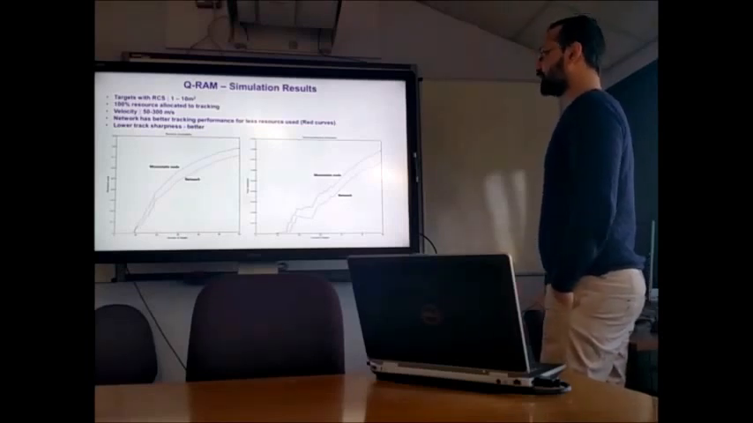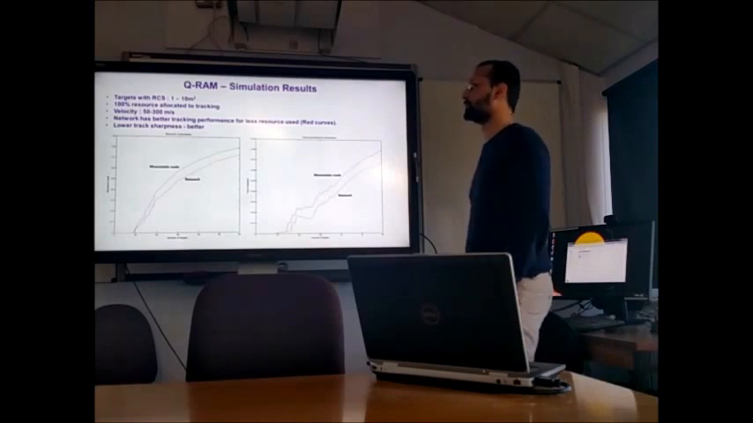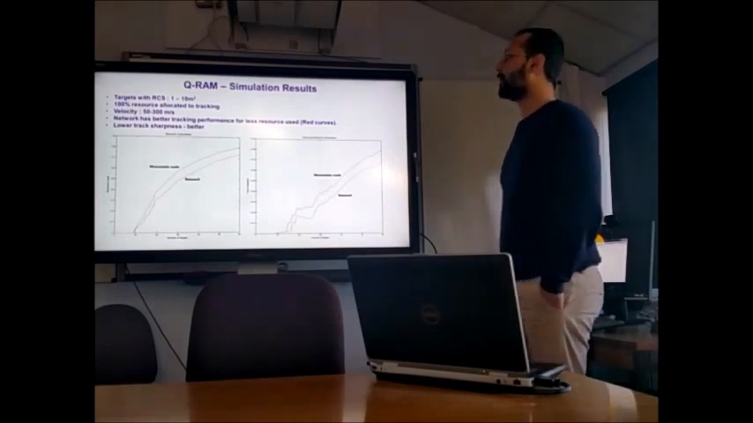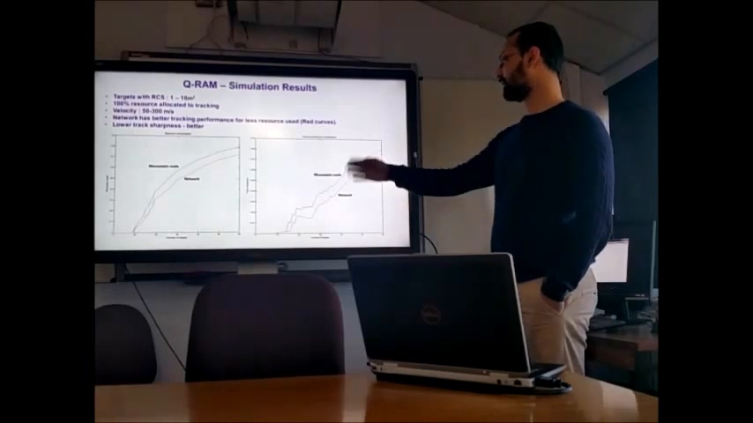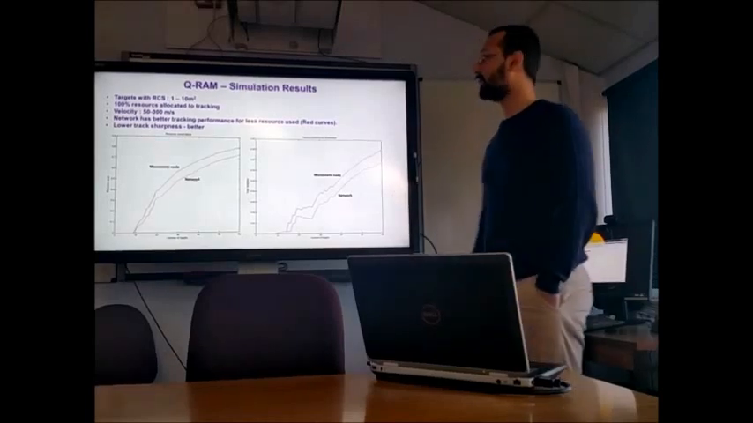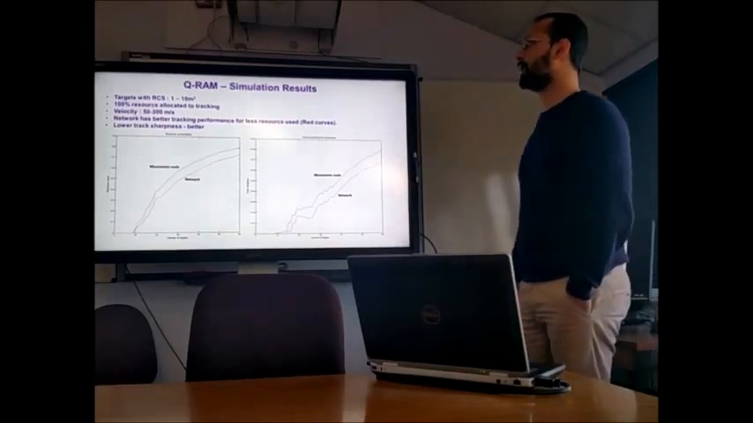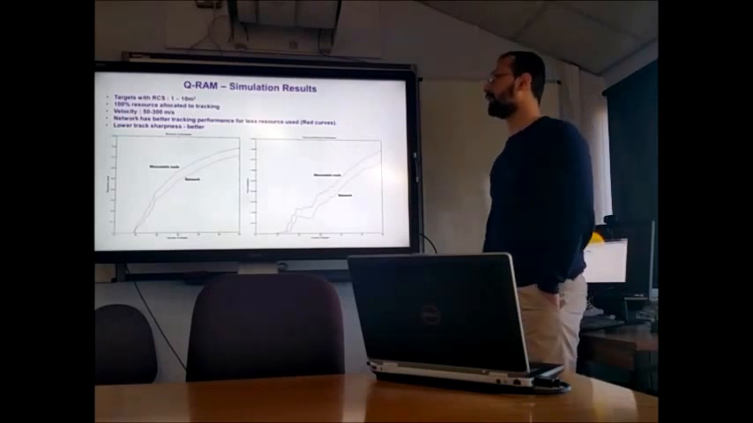Here's another simulation which tries to compare the benefit of the monostatic node versus the network. We have a different number of sets of targets, and I've assumed that 100% of the resources are allocated to tracking, and the velocity of the targets ranges from 50 to 300 meters per second.